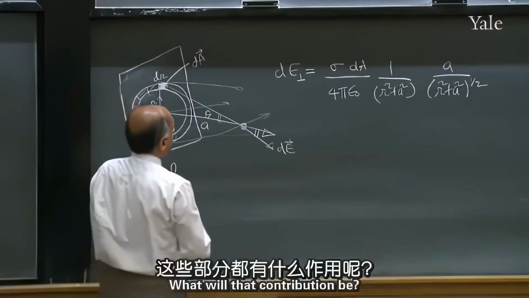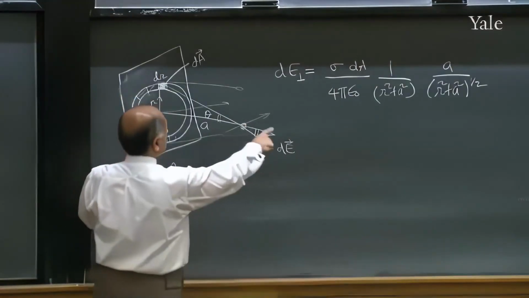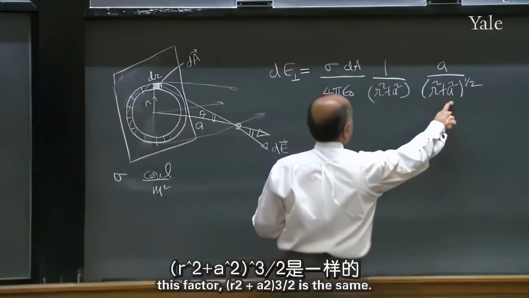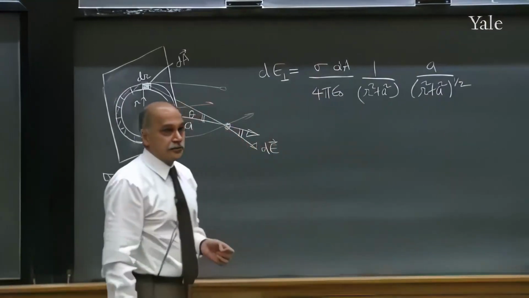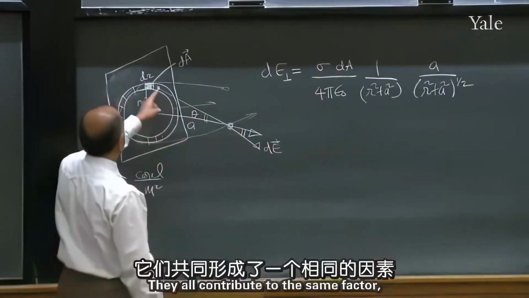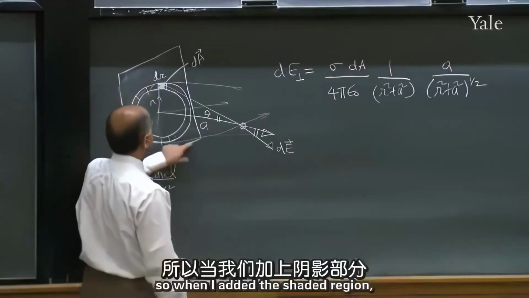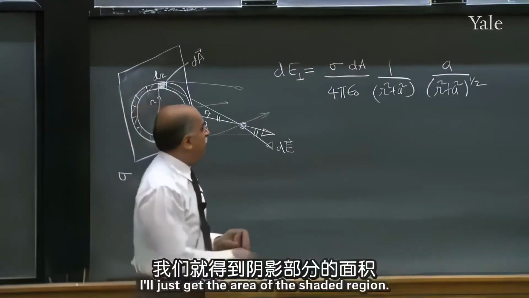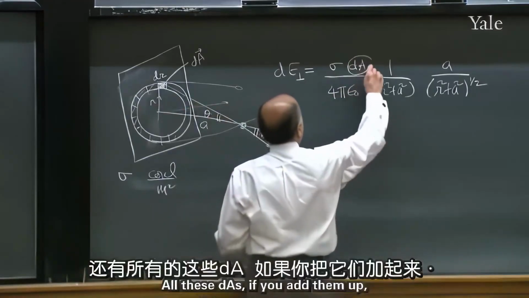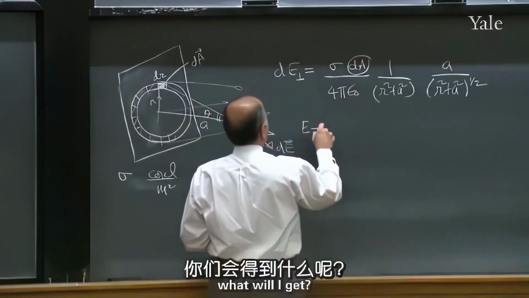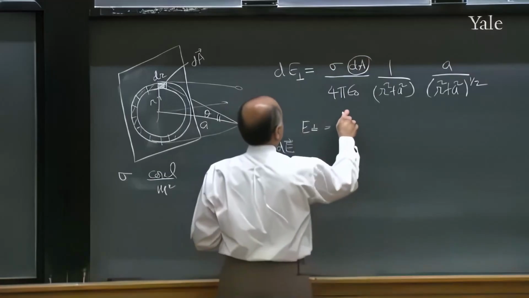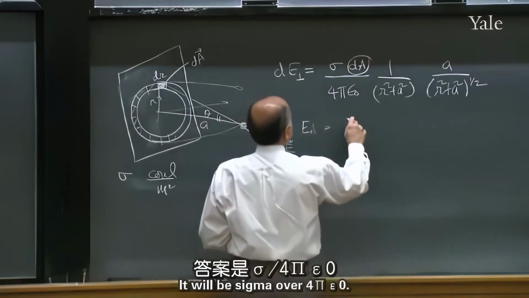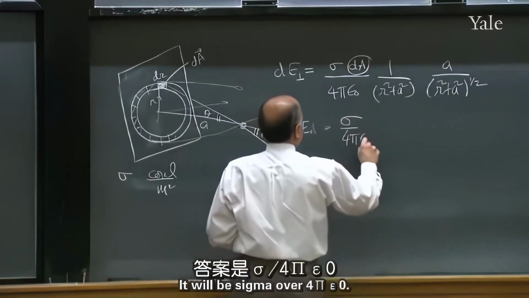What will their contribution be? For every one of them, this factor r squared plus a squared to the 3 over 2 is the same. They all contribute to the same factor. So when I added the shaded region, I'll just get the area of the shaded region. All these dAs, if you add them up, what will I get? It will be sigma over 4 pi epsilon 0.